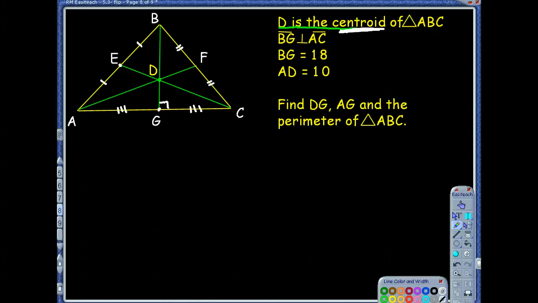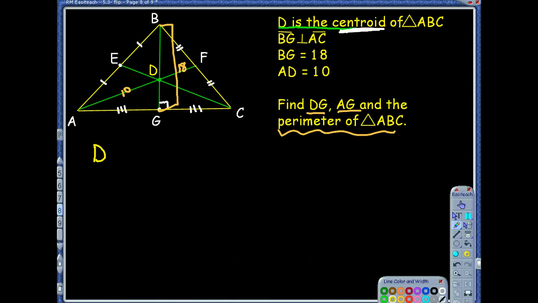Now we've got all that marked in our picture. They tell us that BG, going from B to G, that whole segment, is 18. And they tell me that AD, just this part right here, is 10. They ask us to find DG, AG, and the whole perimeter of the triangle too. I'm going to let you think about this one for a second.